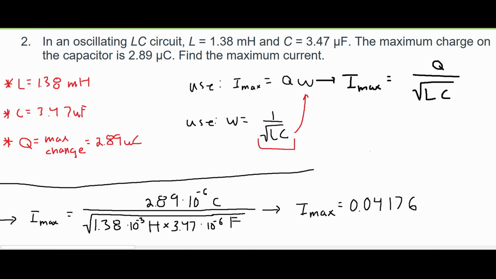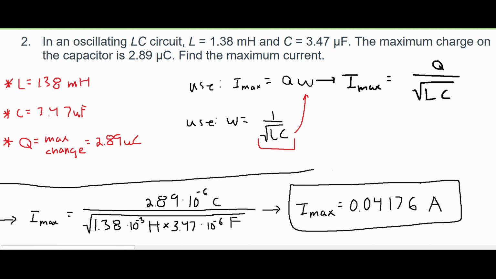And looking at our units, we have a coulomb over henry times farad, and this is just going to be amps. And we can make sure of this because our I, which is the value we're trying to find, our current I, is always going to be in amps. So that is the answer for number 2.